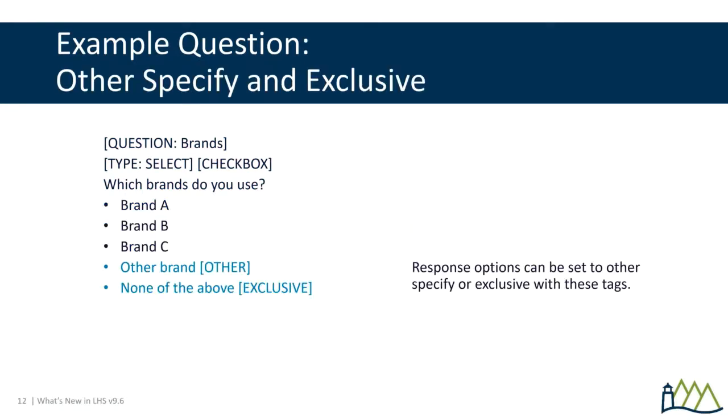And now at this point, we have created a fully functioning select question. You could use this as is. But before we stop, I want to show you a few additional things that you can add to this example question. First off, what if we want response options to allow a respondent to choose their own answer or a none of the above answer? All we have to do is add this other tag or this exclusive tag to our response options, and Lighthouse Studio will take care of the rest.